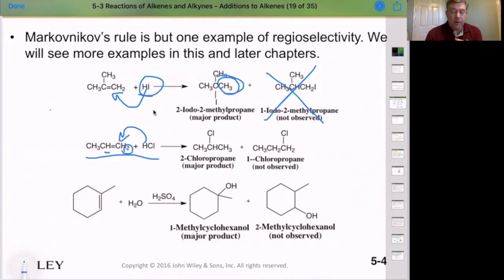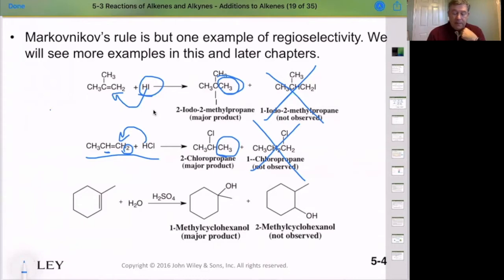There's only one hydrogen on this side, so our major product is going to have the hydrogens on that number one carbon. And in fact, we do not see the other isomer possible. So Markovnikov's rule is working here. The hydrogens are adding to the side with the most hydrogens. This also works in acid catalyzed hydrations.